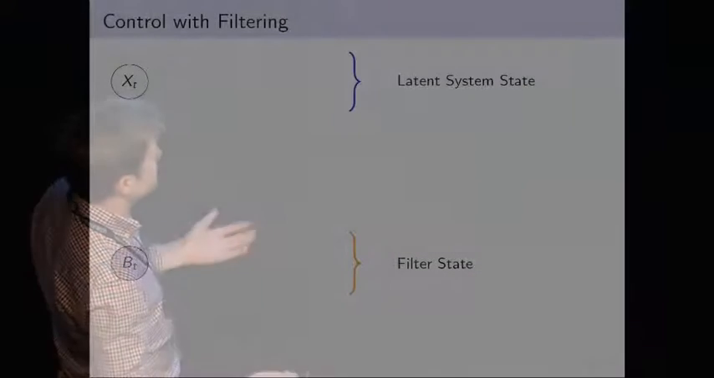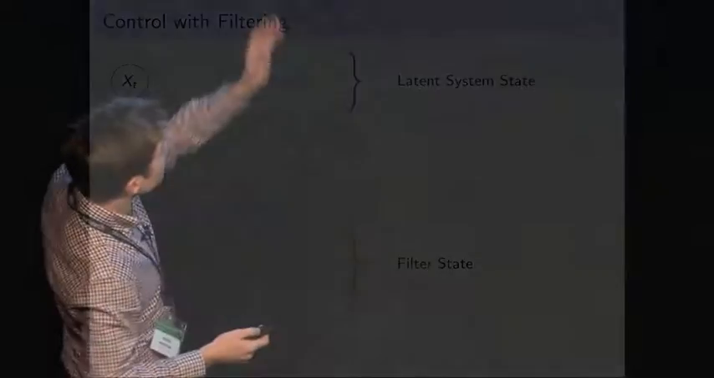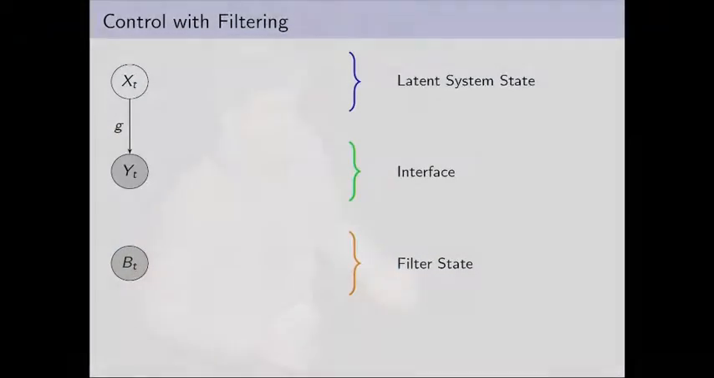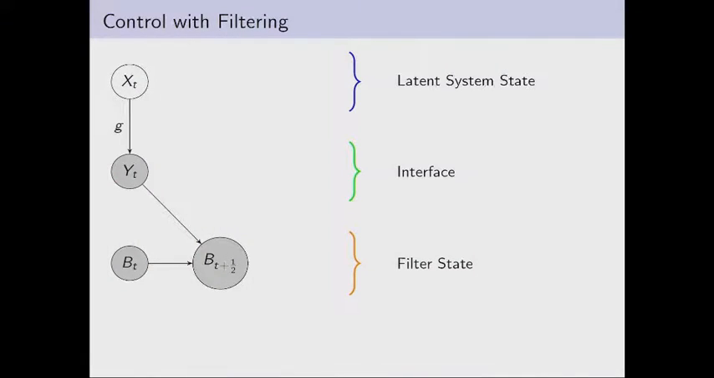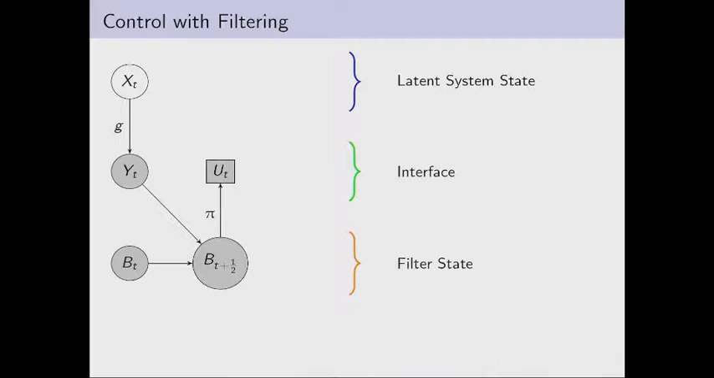So what is filtering? Filtering, same kind of graphical procedure as before. We start off with a latent system state X, but we also start off with some filter state, a prior belief about the state of the system. As before, we get a noisy observation. And what we can do is combine both sources of information, our prior belief together with an incoming observation. Together that can form an updated belief about the state of the system, which we can input into the controller to make a decision about what we're going to do.